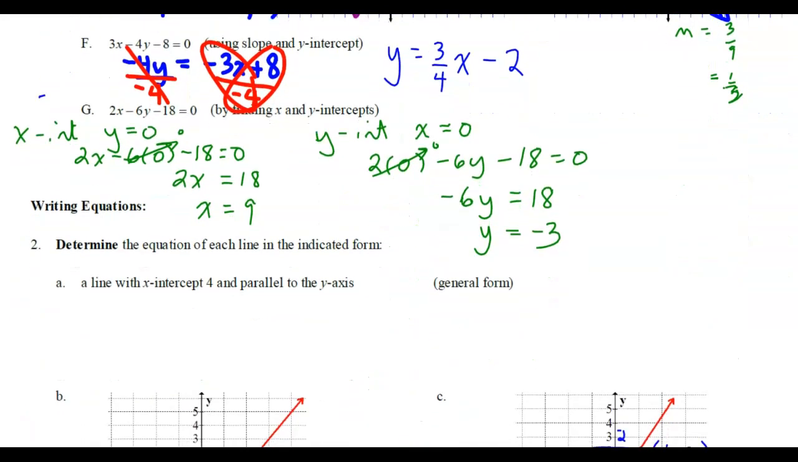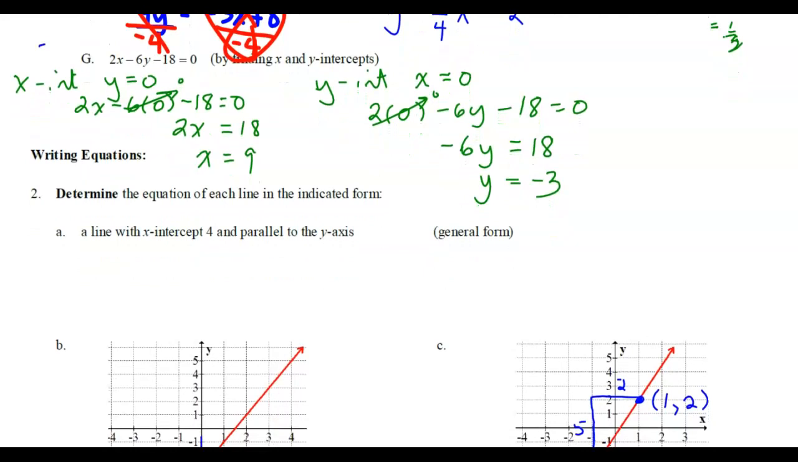Okay, and writing equation. So now we're not given the graph. I mean, we're not given the equation and that's the graph. We're given some information. Sometimes it's a graph, sometimes it's written in words. So the first one says a line with x-intercept of 4 and parallel to the y-axis. So here, x-intercept of 4, think of the coordinates of that. That's going to be 4, 0. So we do have a point on the line. Unfortunately, it's not the y-intercept. That would make it really easy.